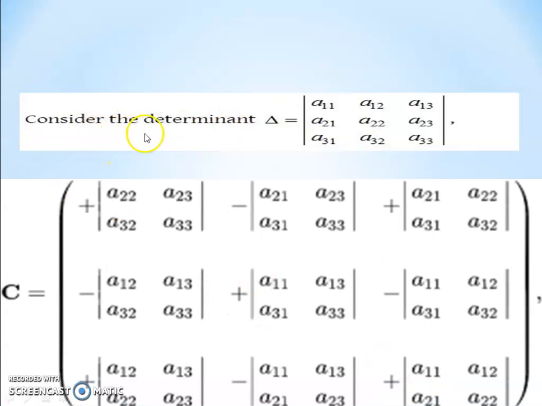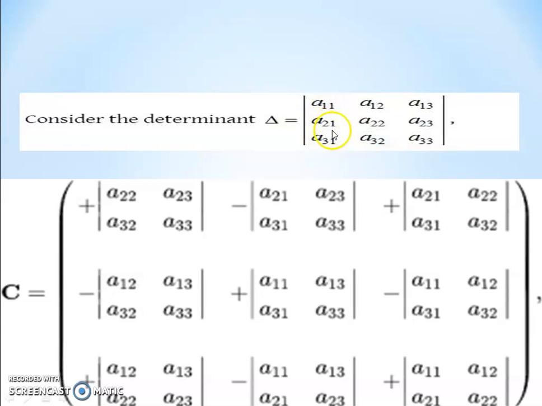So again I consider the general determinant: A11, A12, A13, A21, A22, A23, A31, A32, A33. Suppose I directly take the C, not the transpose. For the first row, first column, skip them. What is remaining? A22, A23, A32, A33. Now A12 means first row, second column. Skip them. What is remaining? A21, A23, A31, A33. Now the next, A13. Skip the first row and last column. What is remaining? A21, A22, A31, A32. I highlight here.